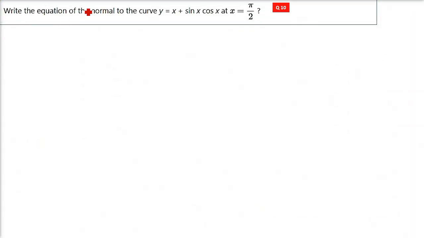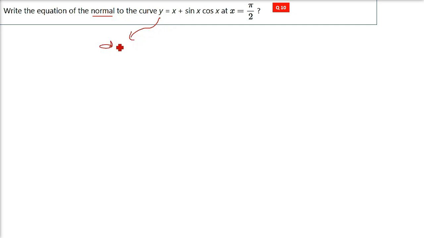Write the equation of the normal to the curve y equals x plus sin x cos x at x equals pi by 2. Now this is a very straightforward question. Just differentiate. You already have the point x equals pi by 2. If you want to find the value of y, because you need the coordinates, and you have to find the equation of not the tangent but the normal. So let me differentiate it first.